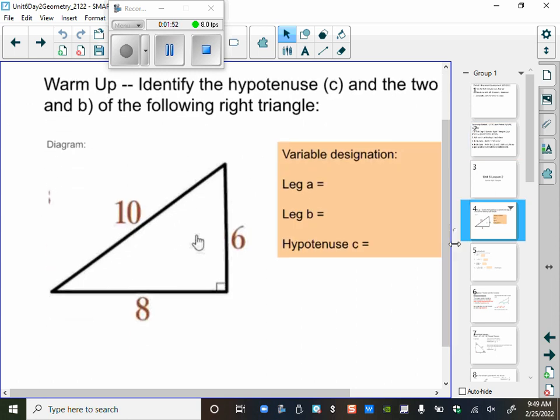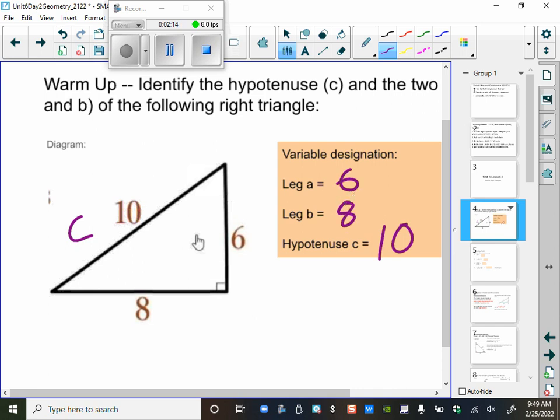First one. What's the leg? Or which ones are the legs and which one is the hypotenuse? 8, 6, and hypotenuse is 10. All right. Catherine saying hypotenuse is 10. And she said 6 and 8 were the legs.